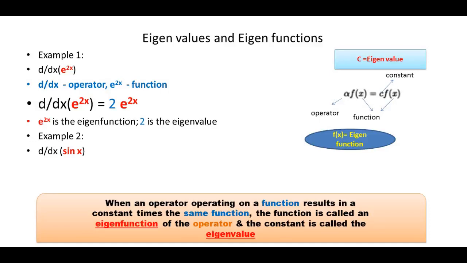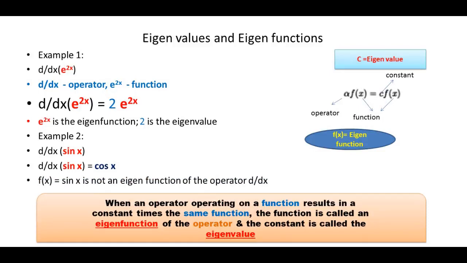And here is one more example, d by dx of sin x. Now we differentiate sin x, we get cos x. Now on the right hand side we have a different function. Therefore, d by dx of sin x is not an eigenfunction of the operator d by dx.